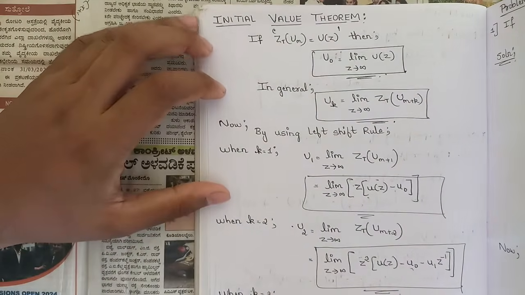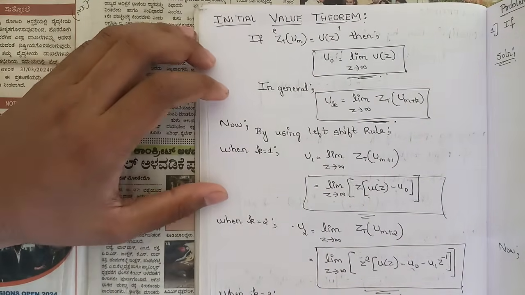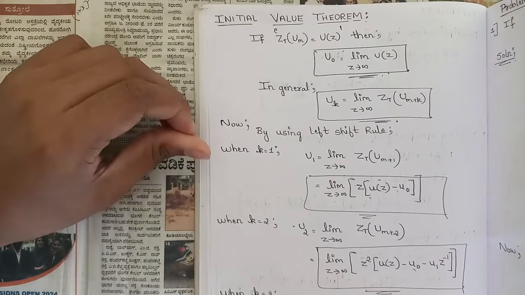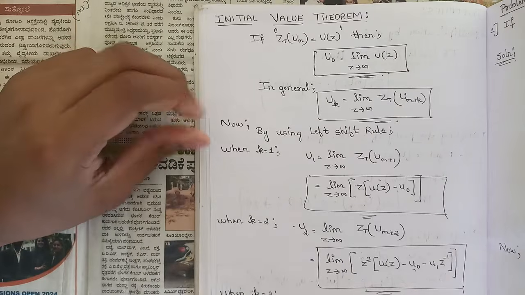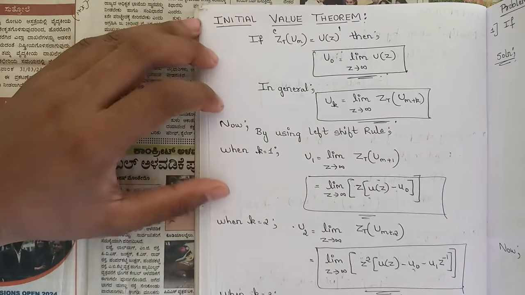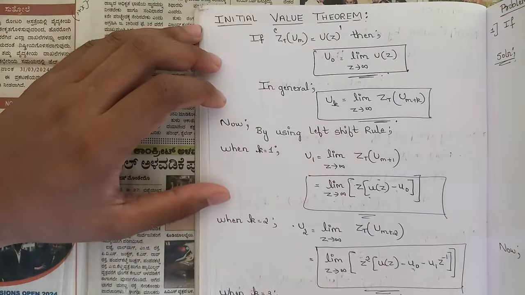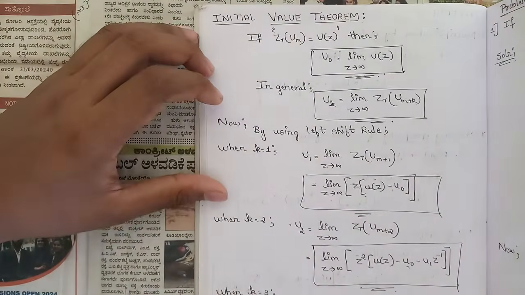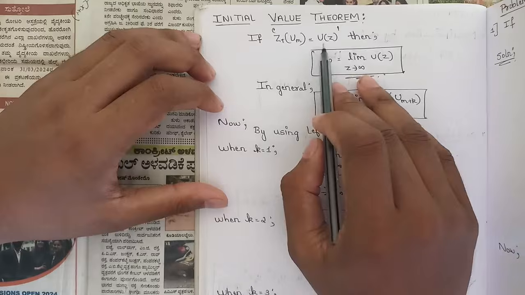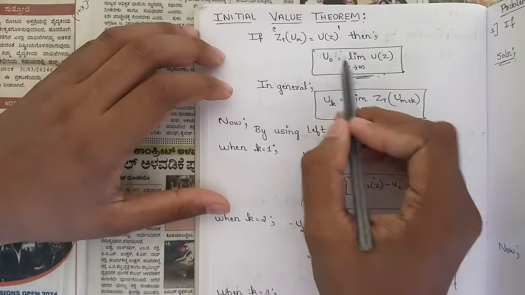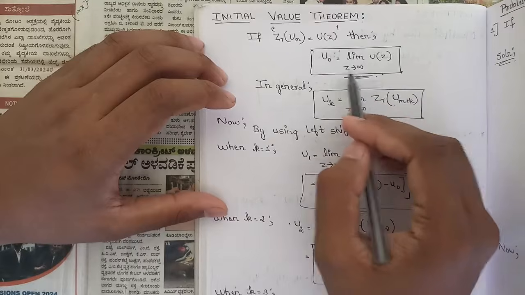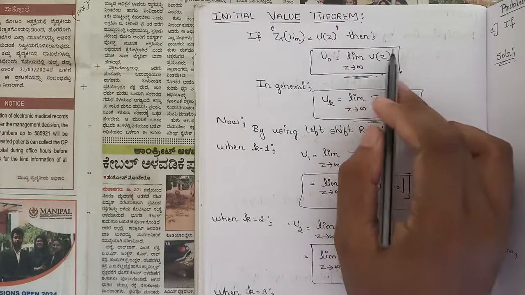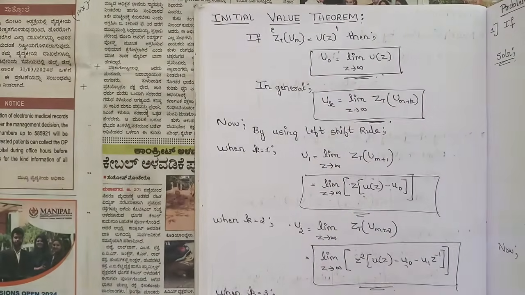Now we'll discuss a few other concepts of Z-transforms, that is the initial value theorem. The values which we are finding in this initial value theorem are u0, u1, u2 up to u infinity, or we can generally write it as u of k. So what does this theorem say? If the Z-transform of u of n is equal to U of z, then the value u0 is given as the limit where z tends to infinity, or we can directly write it as z is replaced by infinity, into U of z. So this is the general form for u0.